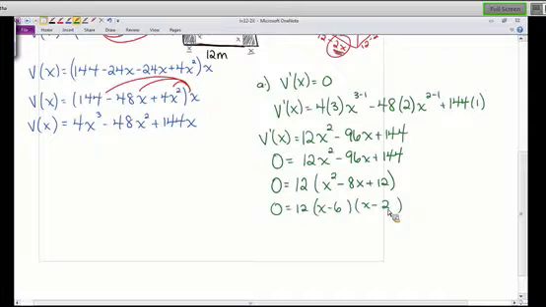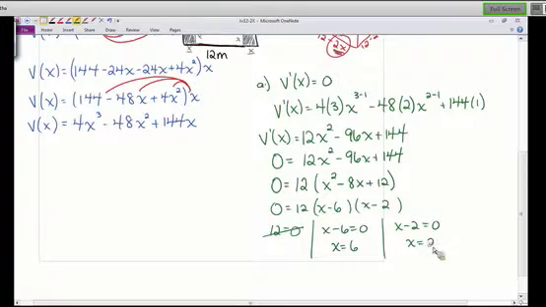Now to get our critical values, we want to set our factors equal to 0. Setting 12 equal to 0 is not going to give us a solution, so this is going to end up being rejected. Now we'll take x minus 6 and set that equal to 0, x minus 2 and set that equal to 0. So our two critical values will be x is equal to 6 and x is equal to 2. Okay, these are only our critical values.